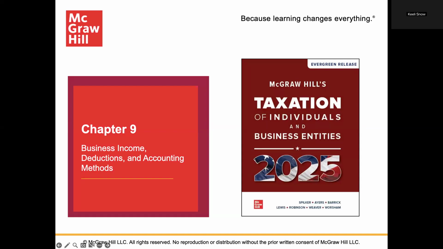Hey everyone, we're going to talk through chapter 9 since I am not there to talk to you about it in person. So, chapter 9 explores critical components of business taxation, focusing on income, deductions, and accounting methodologies. We'll review common deductions, identify statutory limits, and compare accounting methods for tax purposes, including cash versus accrual methods. Understanding these aspects is essential for accurate financial planning and compliance.